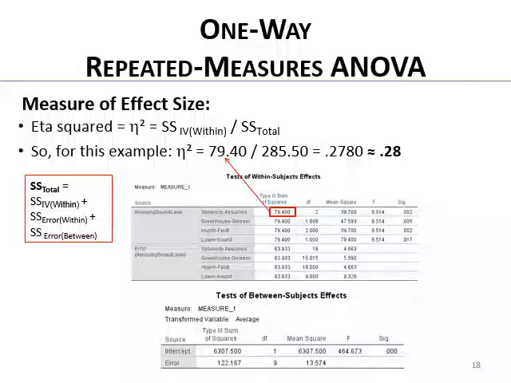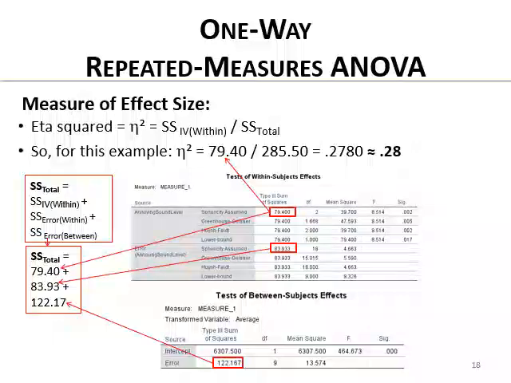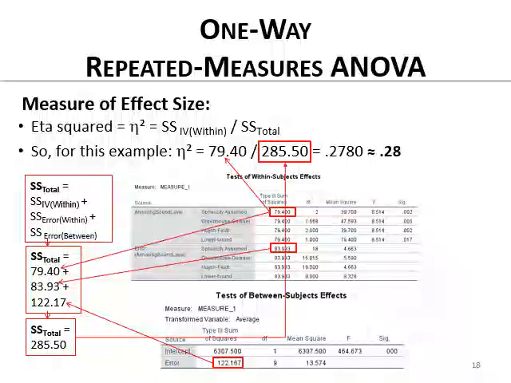You just use sphericity assumed. So same number. Error, and also the between subjects error, which comes from this other table at the bottom here. So showing you specifically where stuff comes from, those are the three numbers. That was your IV, that was your error within, and that is your error between. You need all three, add them up, you get 285.5, that was sum of squares total. Divide 79.4 by that, you get about 0.27, which is about 0.28, right?